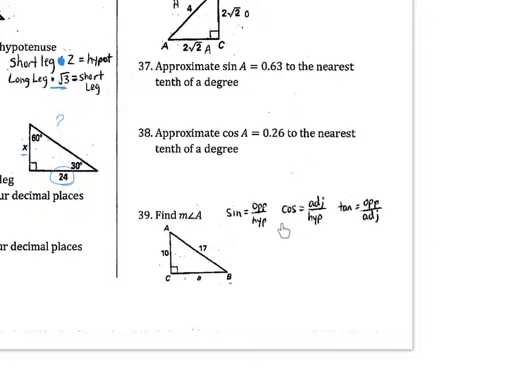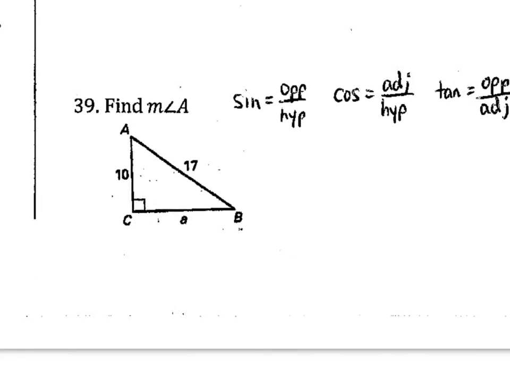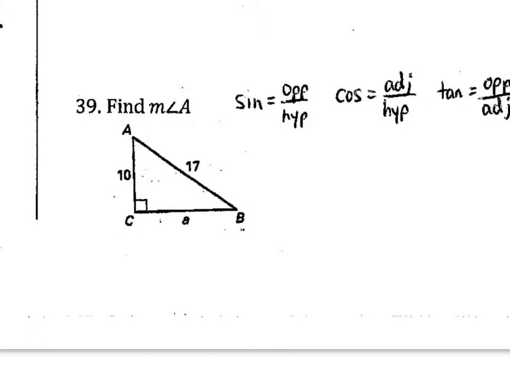39, again, we've given you the trig functions that you need. It says find A. Well, A is your reference angle, okay? So that means this is your opposite, this is your adjacent, and of course, this is your hypotenuse, because it's opposite the 90-degree angle. So figure out what the measurement of how many degrees this is.